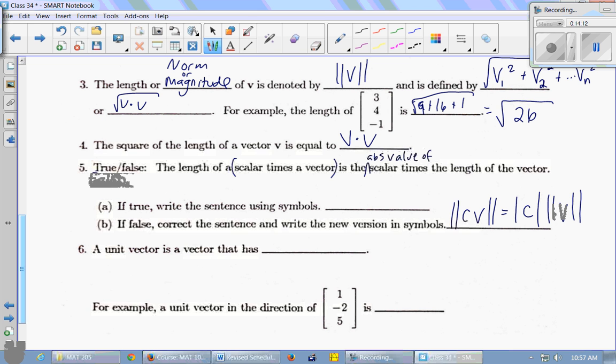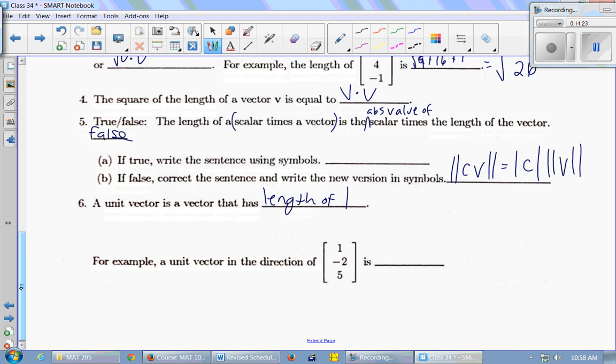What's a unit vector? A vector that has length 1, or magnitude 1. So if I want to find a unit vector in the direction of (1, -2, 5), first I need to know the length of that vector, and then I'll just divide everything by the length to create a vector that's in the same direction, because I'm just going to be scaling it down, but it'll be smaller.